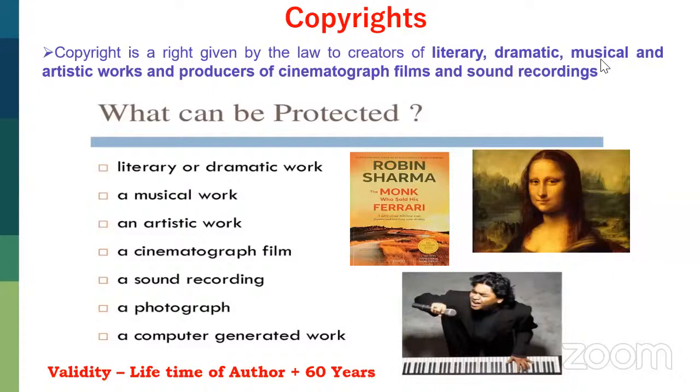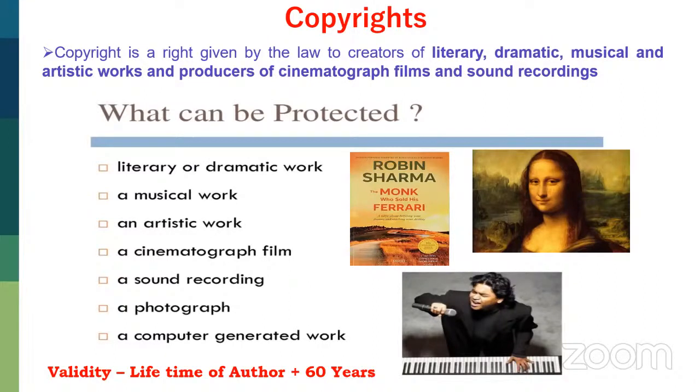So what is copyright, who gets copyright, and what can be protected under copyright? Copyright is given to literary work. Literary means writing works, right? Dramatic work means a story type of writing work. Musical work, artistic work, producers, cinematographic films and sound recordings come under copyright. So these are all the things that can be protected under copyright.